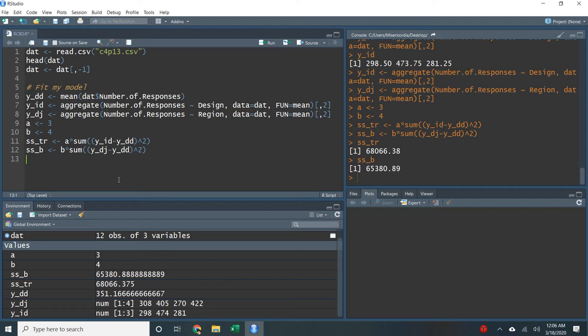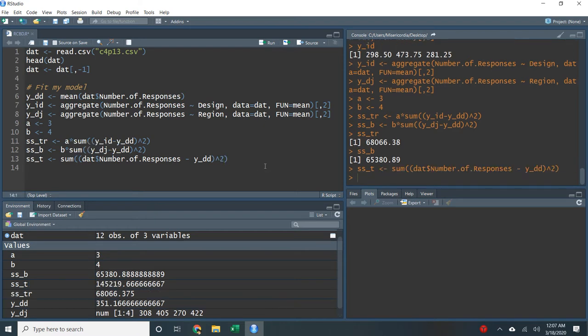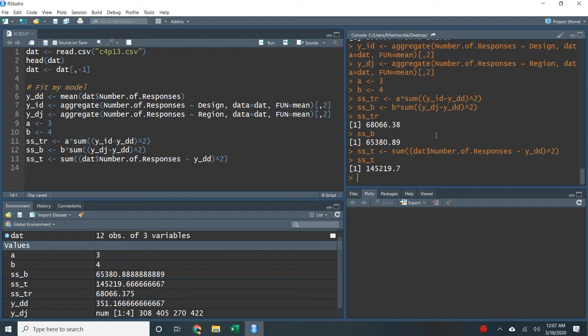Now the sum of squares error is going to be a tough one. So remember, we can do what the textbook did and just do the sum of squares for the total. So the sum of squares for the total took every y value and subtracted the grand mean from it, and then squared that and added them all up. So sum of every y value, so all of the y values are all of these responses, and we're going to subtract the grand mean, y dot dot bar, from it, and square this term. So this is the sum of squares total.